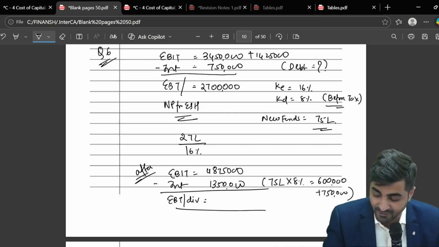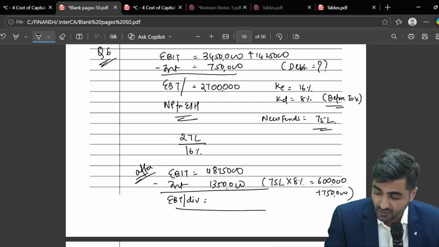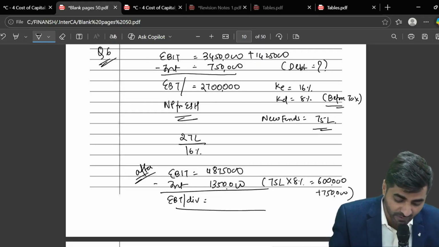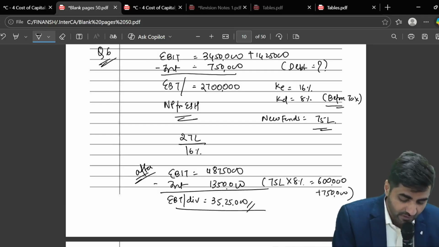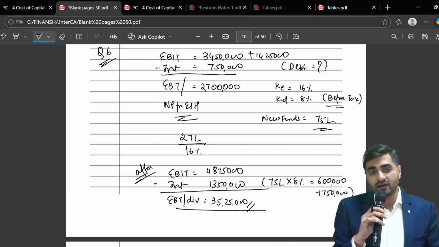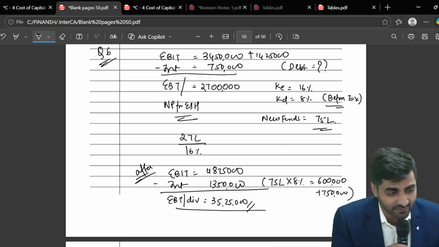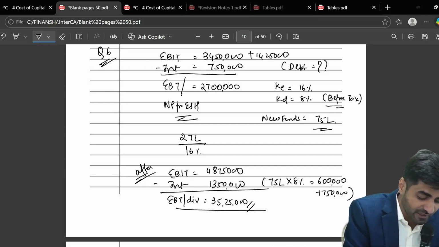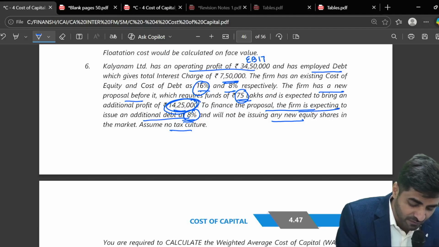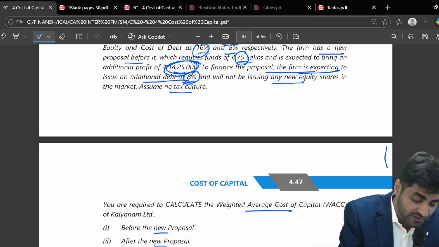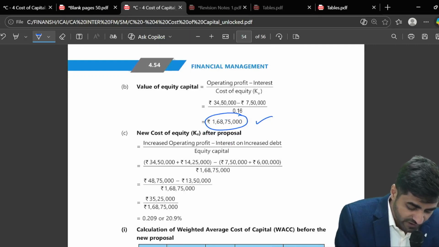So 48,75,000, I will subtract 13,50,000. What am I going to get? 35,25,000. Are you all trying to understand this? So this is nothing but 35,25,000. Now, my dear students, to finance the proposal, we are required to calculate the WACC. So we have got this as 35,25,000. And what is my new KE?